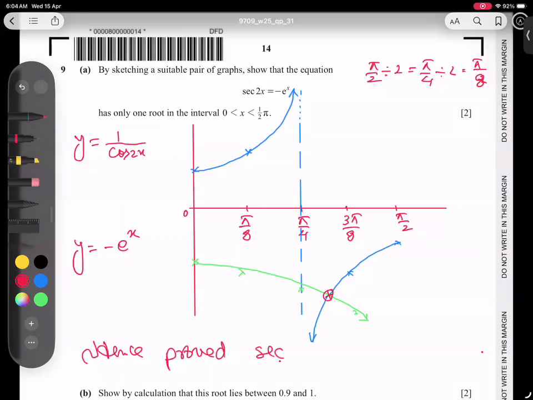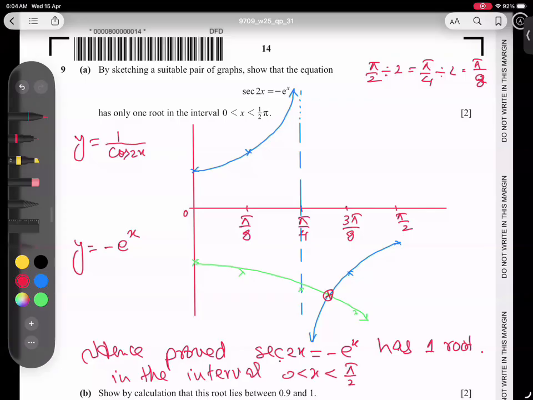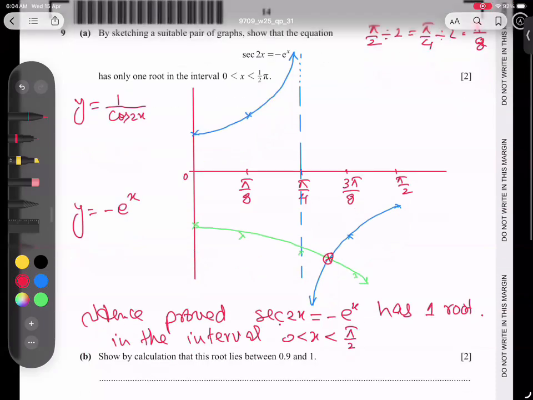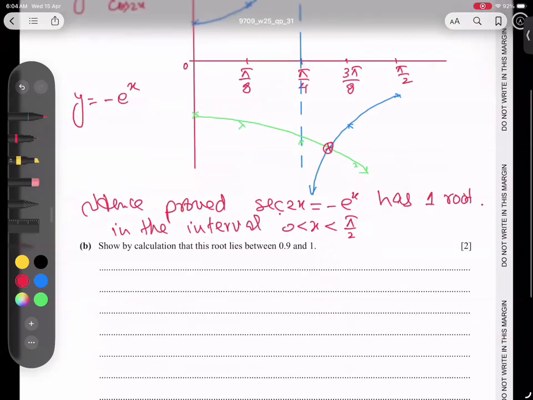secant 2x = negative e to the power x has one root in the interval 0 to pi by 2. This is very important to say, I hope so. The point is very clear. By calculation, this root lies between 0.9 and 1. Now, to be more accurate, we are going to get the answer.